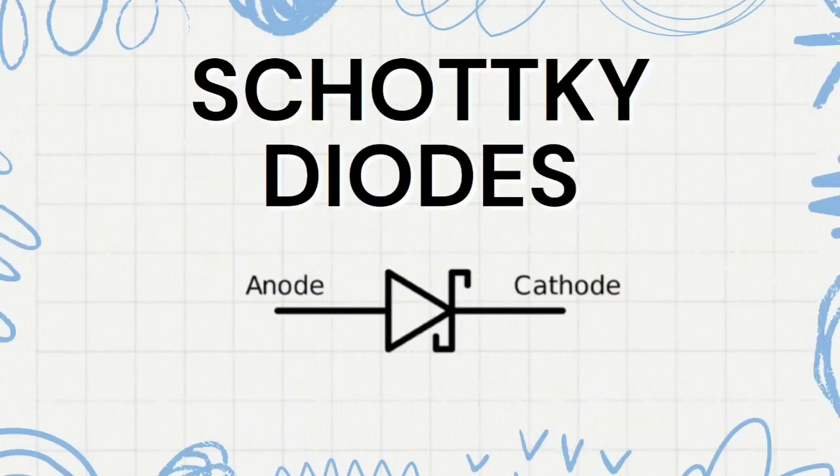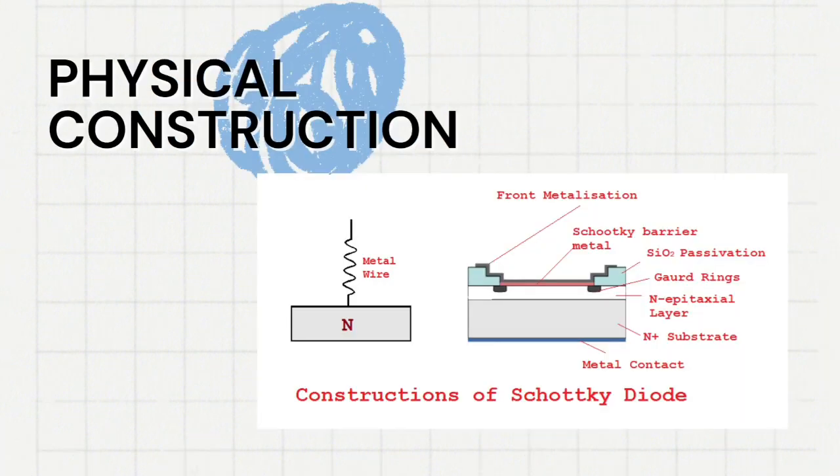Next is Schottky diodes. A diode is a device that has two terminals and functions as a one-way switch. The metal serves as the anode and the N-type semiconductor serves as the cathode in the Schottky metal semiconductor diode, which is renowned for having an extremely low forward voltage.